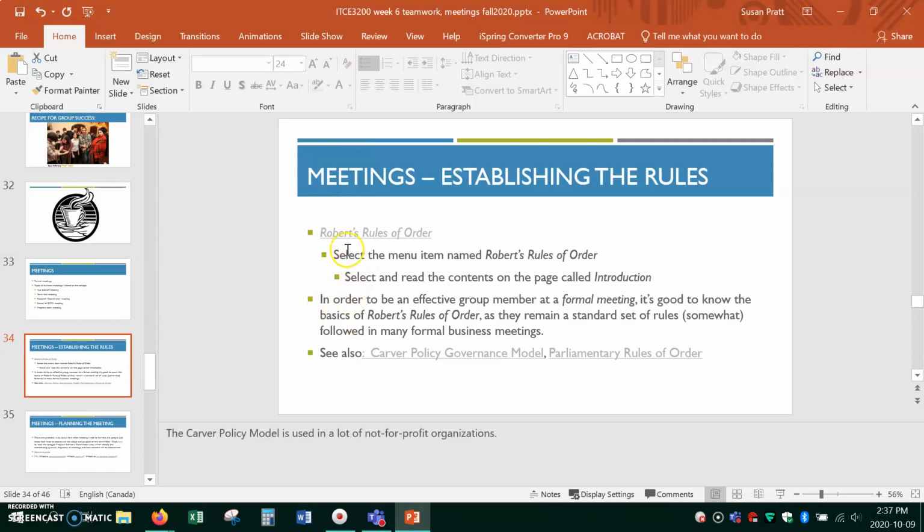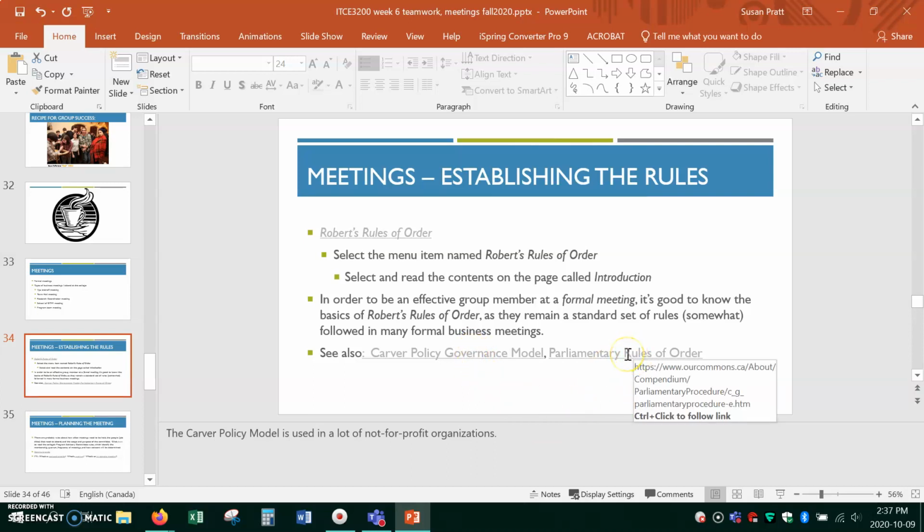Some of the more common ones, though, are Robert's Rules of Order. And another one that's often used by charitable or non-government organizations is the Carver Policy Model. So it's the governance, so how it will be organized. They have a set of rules for meetings.